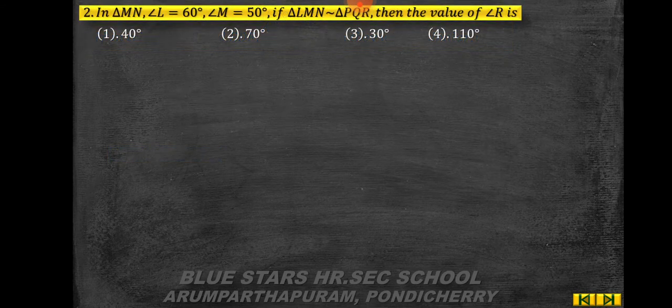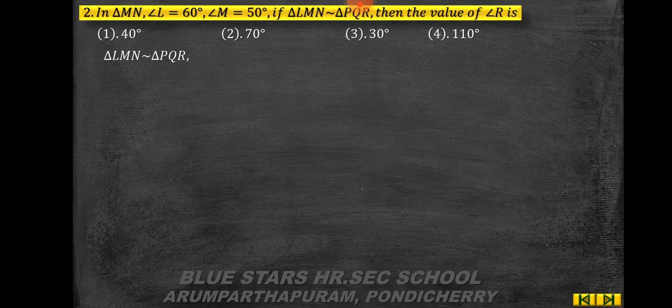Question number 2. In a triangle LMN, angle L is equal to 60 degrees, angle M is equal to 50 degrees. If triangle LMN is similar to triangle PQR, then the value of angle R is option 1 40 degrees, option 2 70 degrees, option 3 30 degrees, and option 4 110 degrees.